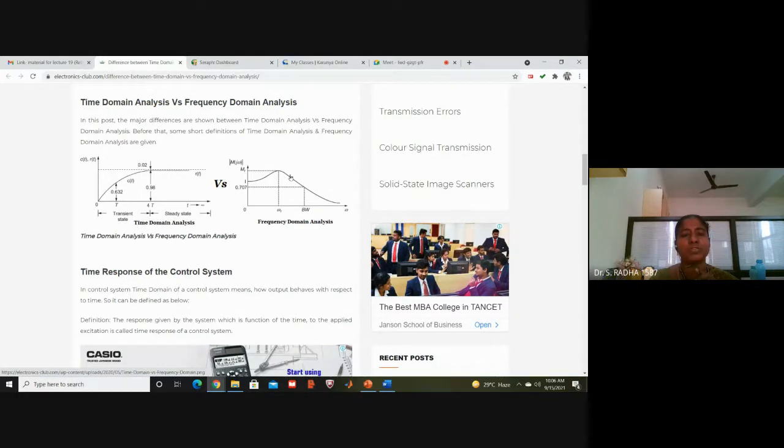Frequency response means we take output by input in the frequency domain, apply the Laplace transform, then C of s by R of s, take the magnitude of that transfer function, and plot the points on the y-axis. The x-axis should be frequency, the y-axis should be magnitude. That magnitude can be an absolute value or we apply 20 logarithm to convert to dB values. The maximum in the graph is called resonant peak, and the frequency at that point is called resonant frequency.